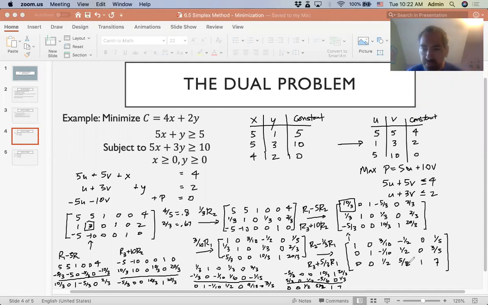When we had a maximization problem, this last column gave us our solution, 1/5 and 3/5. But this is the dual problem, so instead of looking at the last column, we're looking at the bottom row. Remember the columns are u, v, x, y. So this 1/2, 5/2 is our optimal solution, which gives us a minimum cost of 7.